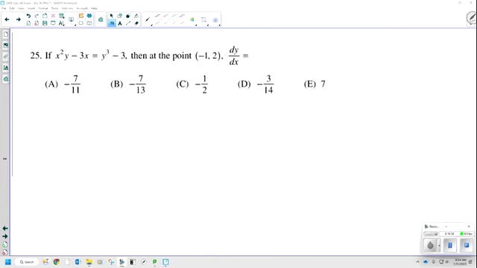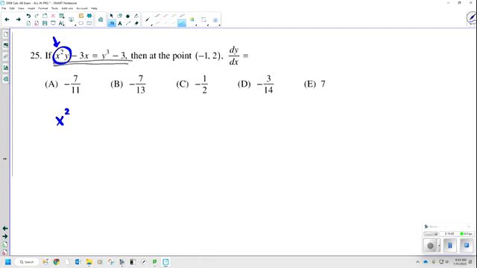Number 25. If x squared y minus 3x equals y cubed minus 3, then at the point (-1, 2), dy dx equals. Oh, so we went right from problem 24, which was related rates, to 25, which is implicit differentiation. We got to take the derivative of everything. And anytime we take the derivative of a y, we need to write dy dx right next to it. So this first one here, I'll color coordinate this. This is a product rule.